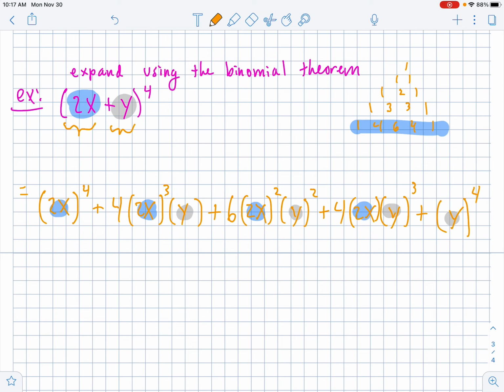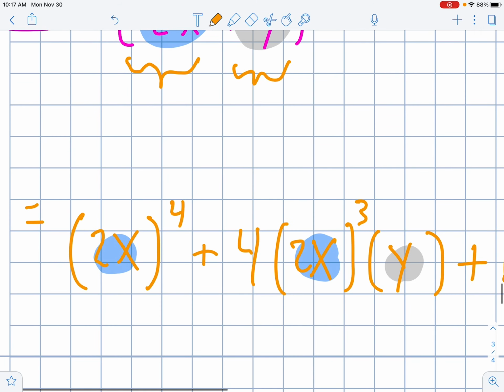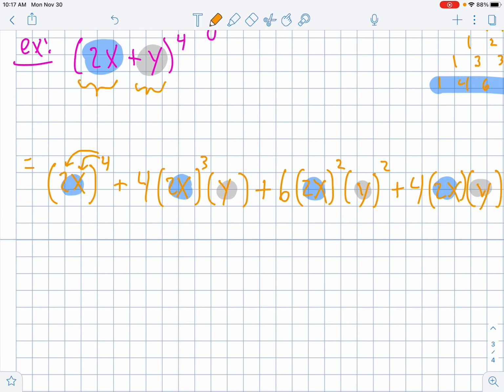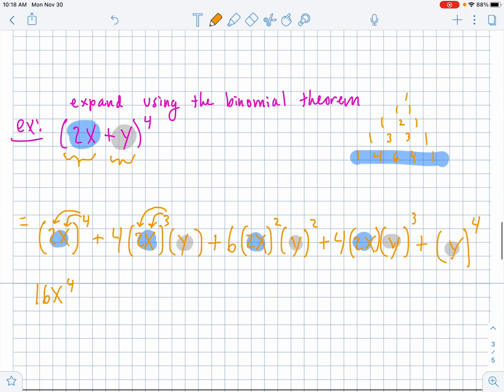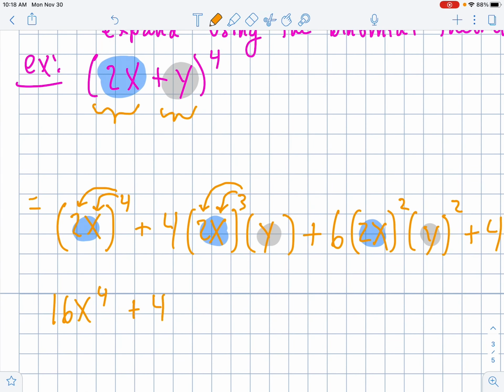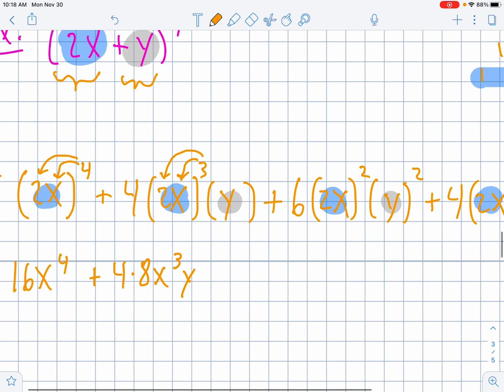Now, I just have a lot of cleanup to do. So, here, 2x to the 4th. Remember that you have to raise the 2 to the 4th and the x to the 4th. That's like the first mistake I'll see. So, 2 to the 4th is what? 16? So, this becomes 16x to the 4th. Now, here, this 3 is going to have to go to the 2 and to the x, and the 4 is just going to have to chill out in front. So, this will be like plus 4 times 8x cubed, y. So that y on the back just hangs out.